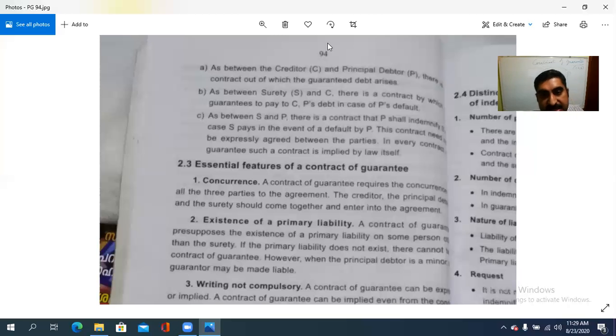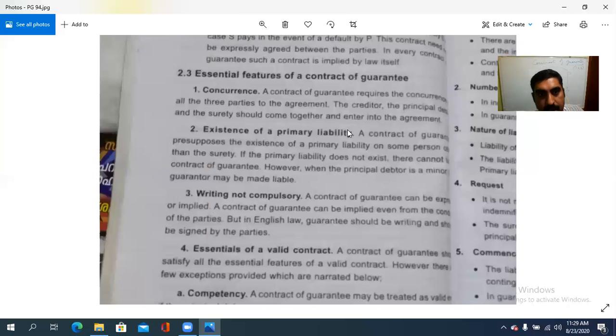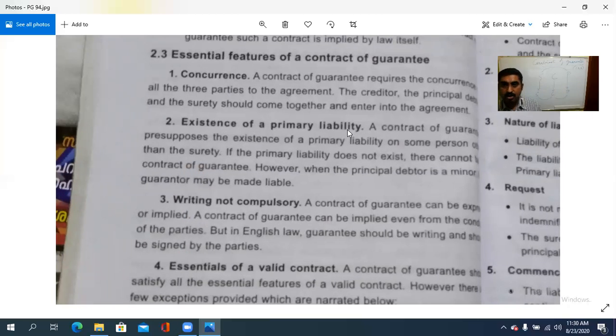Then next are the essential features of a contract of guarantee. One is concurrence. A contract of guarantee requires the concurrence of all three parties: the creditor, the principal debtor, and the surety should come together and enter into an agreement. Only if these three are together in an agreement will this work. That is why it is called a tripartite agreement. So there should be concurrence. Only if everyone comes together does it become an agreement. That is concurrence. The first essential feature of the contract of guarantee is concurrence.